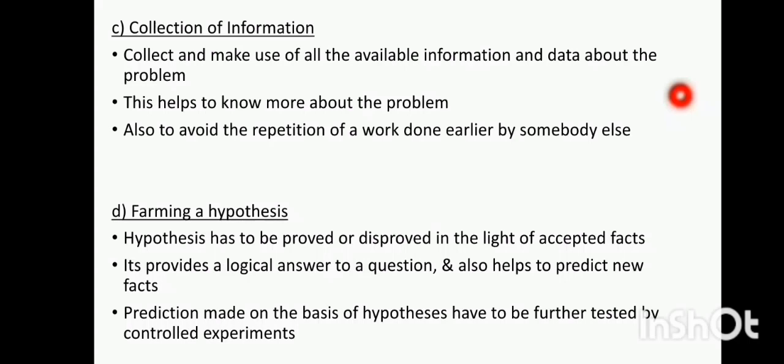Next is framing a hypothesis. A hypothesis is a supposition, assumption, or provisional explanation which has to be proved or disproved in the light of accepted facts. It provides a logical answer to a question and also helps to predict new facts. Predictions made on the basis of hypotheses have to be further tested by controlled experiments.